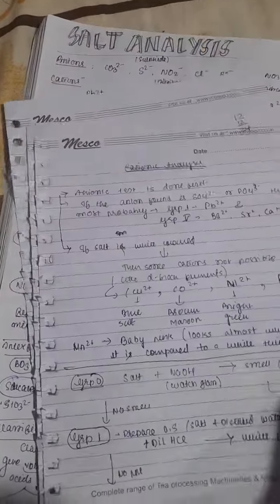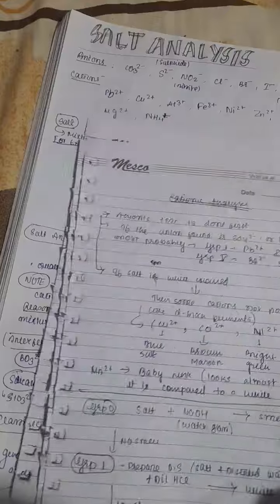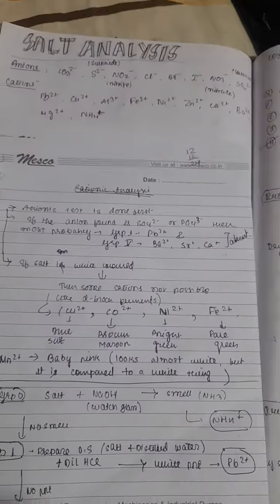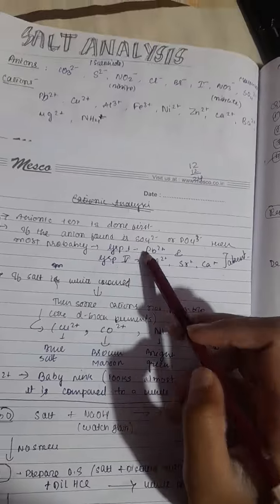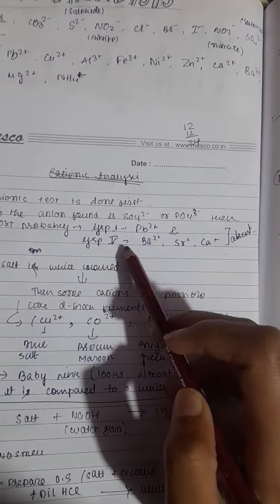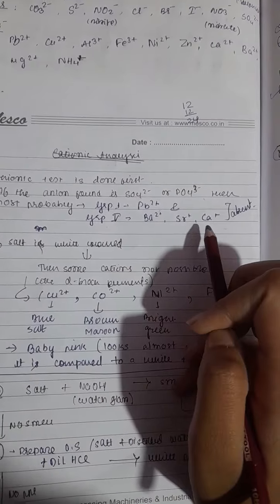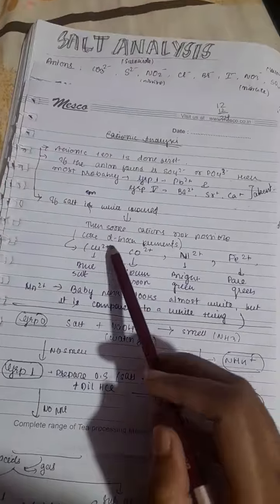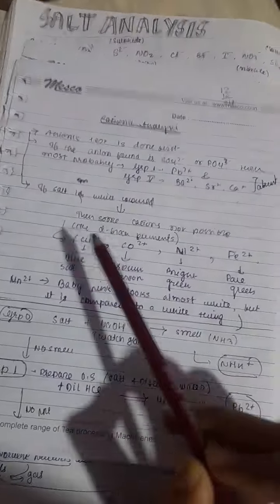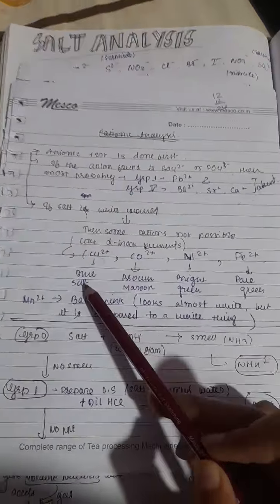For cationic analysis, we will physically check the salt. If after anionic analysis we confirm that sulfate or phosphate is there, then most probably group 1 cation, that is lead, and group 5 cations, barium, strontium, calcium, are most likely to be absent. And if the salt is white in color, then group D transition elements will not be present. For example, if the cation in the salt is copper, it will be blue in color.